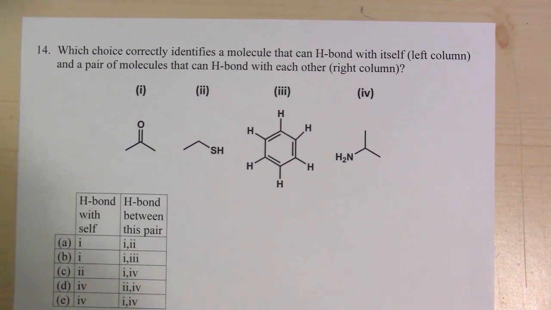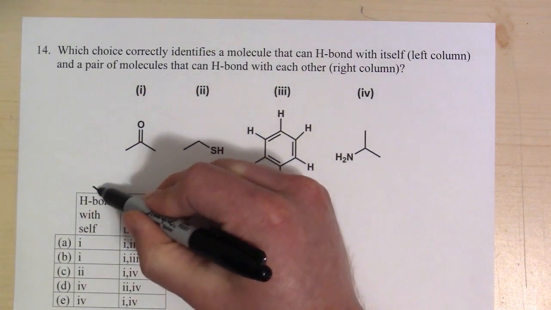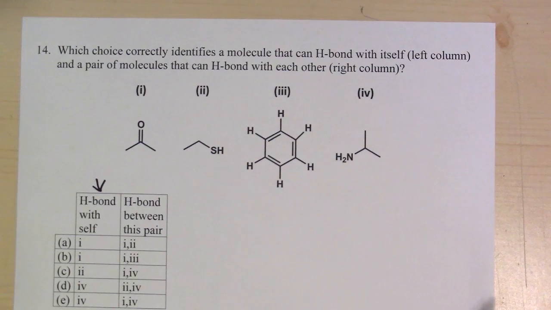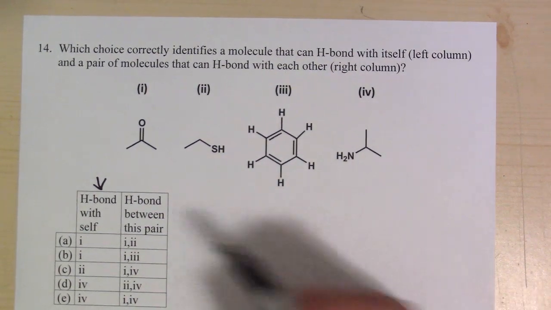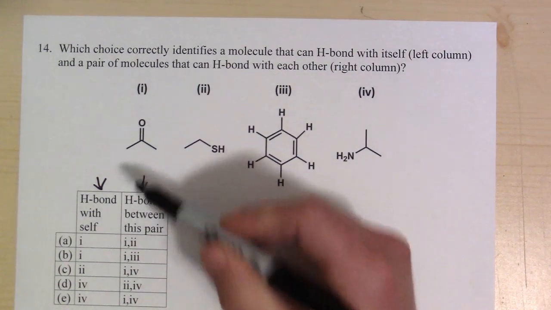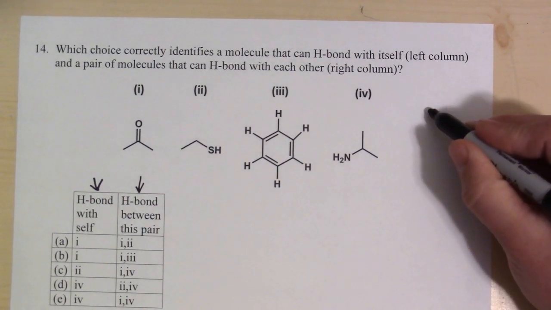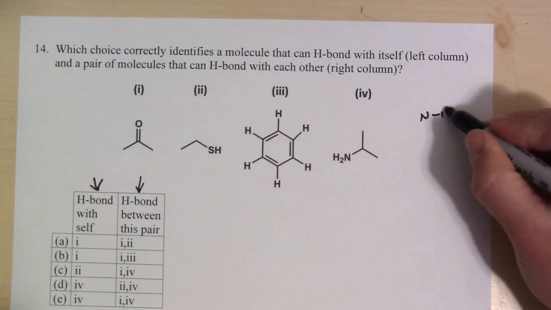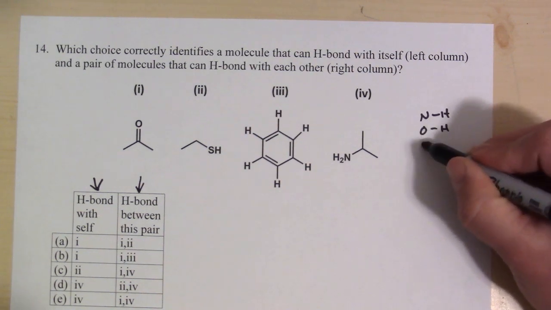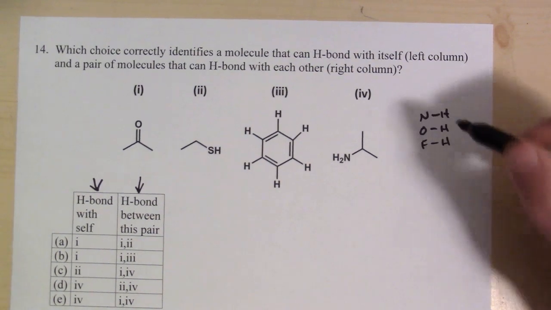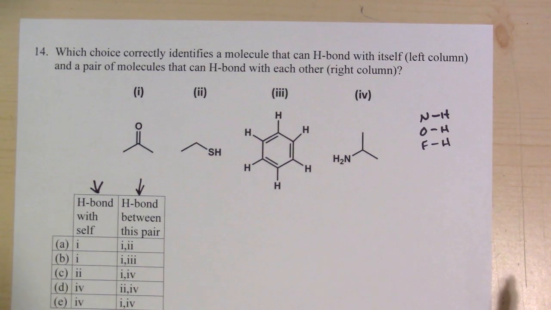Which choice correctly identifies a molecule that can hydrogen bond with itself in the left column here, and a pair of molecules that can hydrogen bond with each other in the right-hand column? So remember, for hydrogen bonding, there needs to be either an NH, OH, or FH bond in order for there to be hydrogen bonding. We see that there's only one molecule that has that.